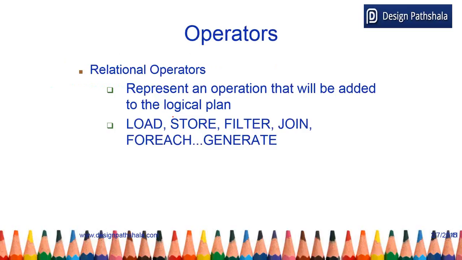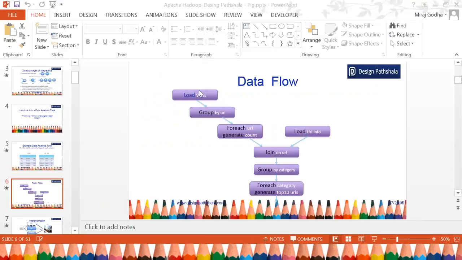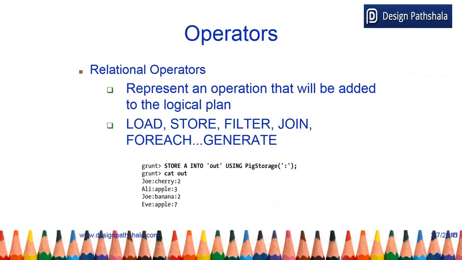Then there are other operators also. Let's look into them: load, store, filter, join. Let's look into a few of the examples over here itself before we go ahead. So what I'm saying is store A into, one minute, I'll just minimize this. Using PigStorage colon. Here you can see all my data is stored something like this, columns separated by colon. So using PigStorage, now everyone can understand.